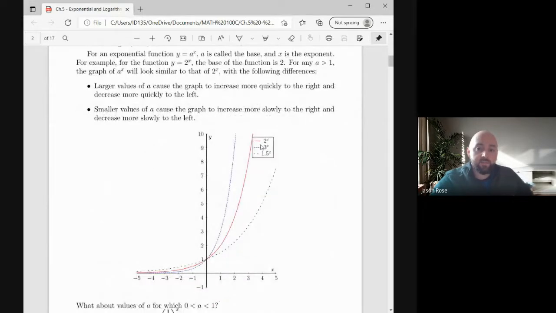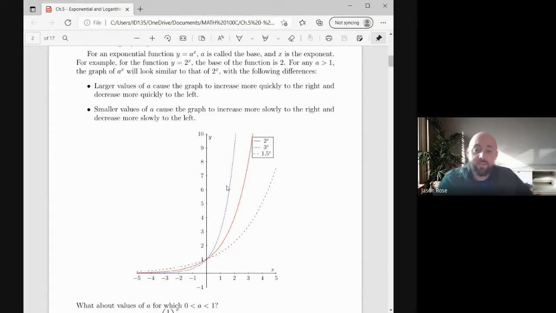As I was mentioning, for numbers bigger than 2, if you have 3, 4, 5, or 10 or whatever, the graph just becomes a bit more extreme. If you can see the blue dotted line here, it increases more quickly after it goes through this (0, 1) here, and it decreases a little faster than the red line. And if you have numbers smaller than 2, for example 1.5, 1.4, 1.3, 1.8, they will increase more slowly, but they will also decrease more slowly on the left side of that y-intercept as well. So that's just how the graph is a little bit.